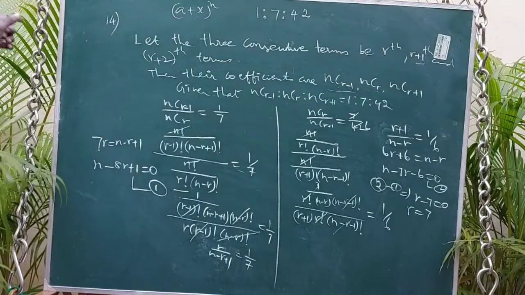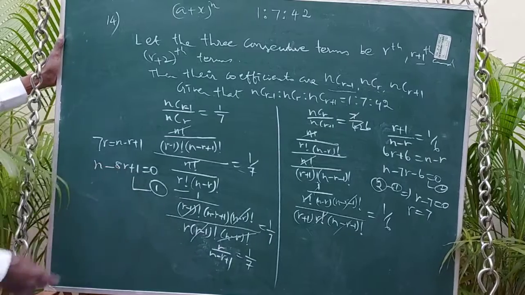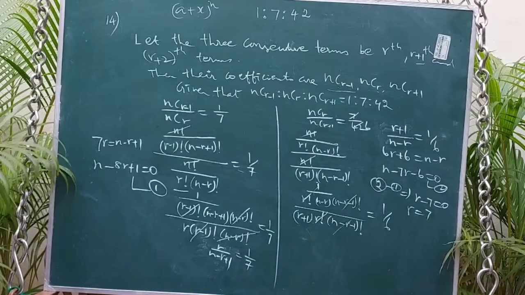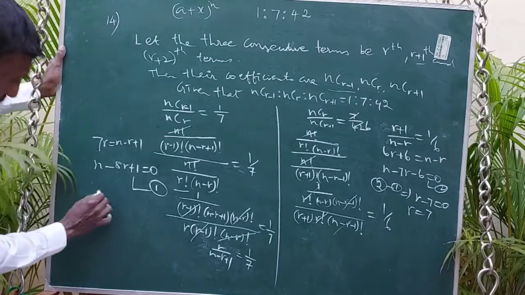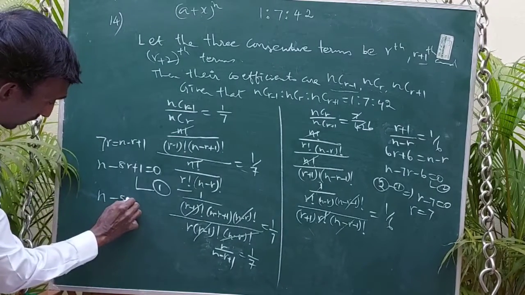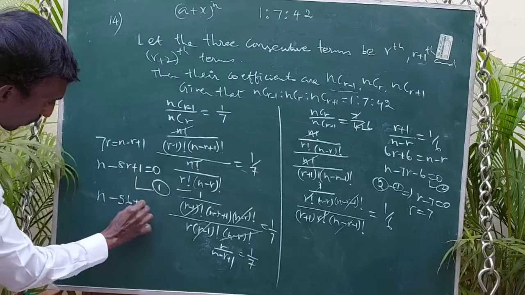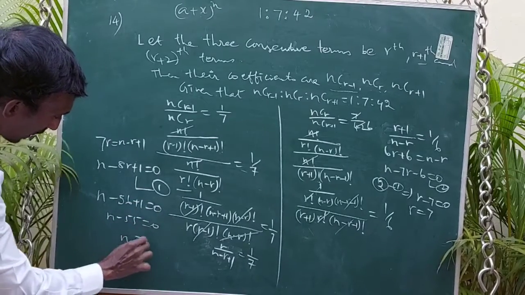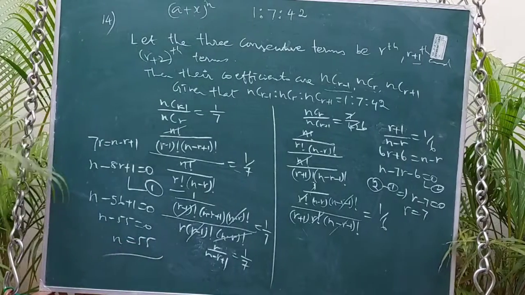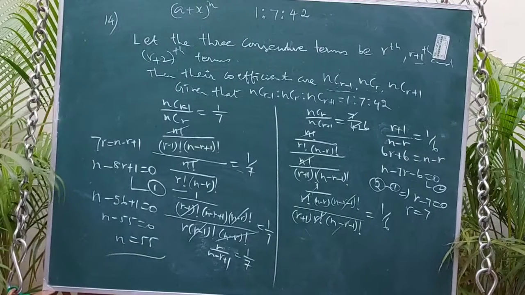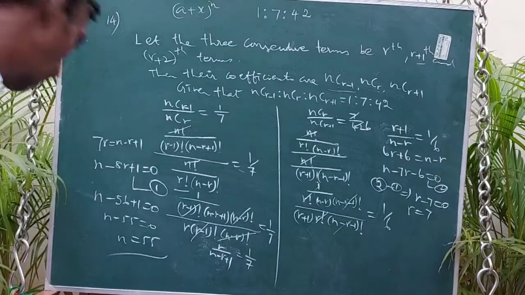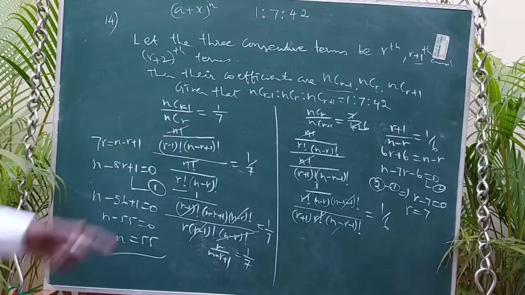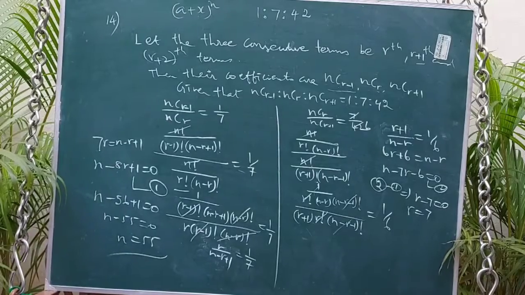So if we put r equal to 7 in the first equation, what we are getting? N minus 7 into 8, 56. So n minus 56 plus 1 equal to 0, n minus 55 equal to 0, n equal to 55. So and r equal to 7. Our aim is to find out only n. So already r and n we obtained, n equal to 55.